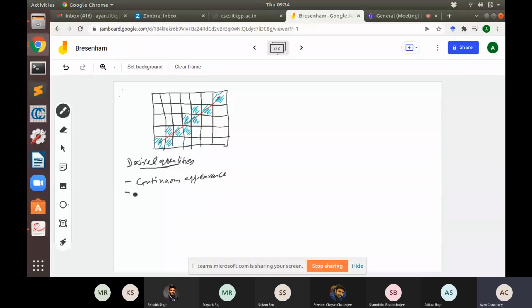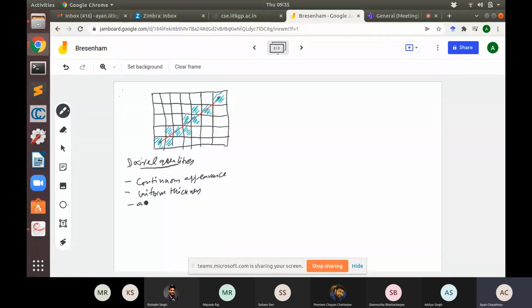Also uniform thickness. You see that the thickness is not uniform. In this part of the line, only one pixel is turned on, and in this part, it looks much thicker. So this is not desirable. We don't want this. We want a much better line with a uniform thickness.